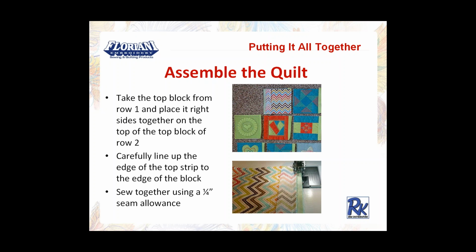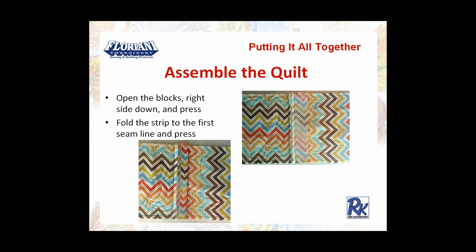All right? So then what you want to do is open your blocks right side down and press them. What that's going to do is, you can't see it in the picture here, but the top block, the top sashing strip, is going to be completely attached now and pressed into place. Then take the back sashing strip, fold it over to the very first seam line, as you can see in the second picture here. So it's going to get folded over to the second seam line, and you want to press that in place.